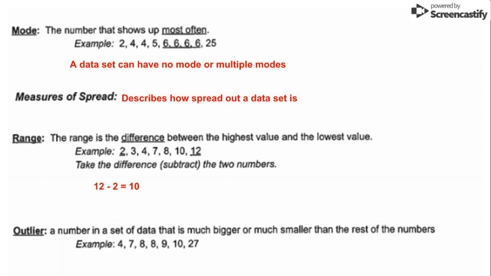The last important word to note is an outlier. An outlier is a number in a data set that is much bigger or smaller than the rest of the numbers. So 27 would be considered an outlier because it's much larger than the rest of the data set. An outlier could also be much smaller than the rest of the data set.